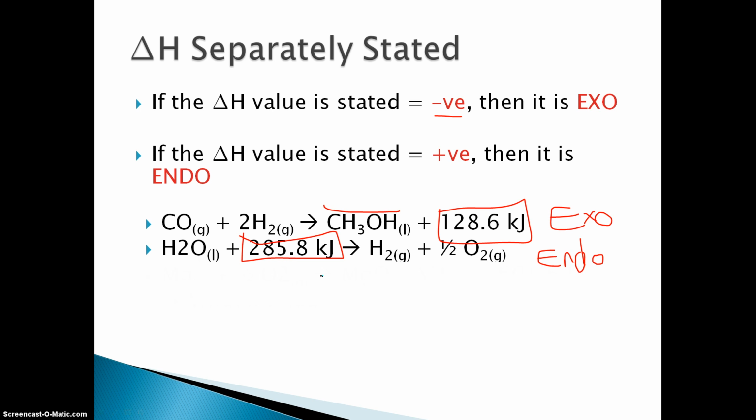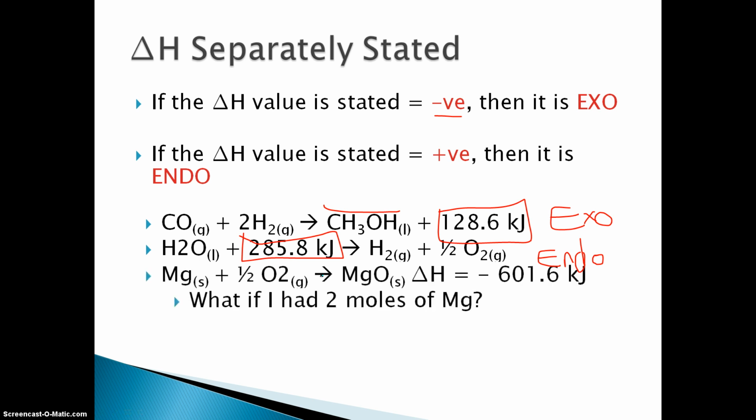Okay. Over here, 1 mole of magnesium plus O2 gives you magnesium oxide. Separately stated is a delta H value of negative 601 kilojoules. If it's separately stated and it's a negative, that means it's exothermic. That's the rule that we follow.